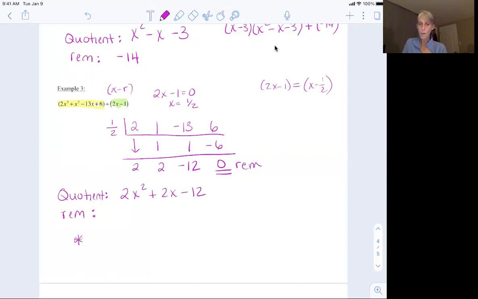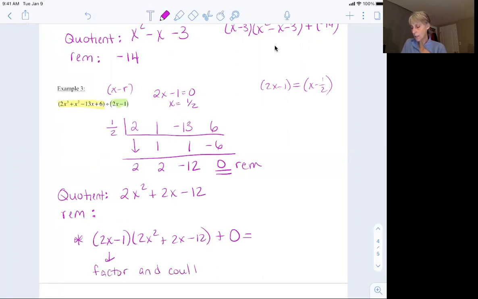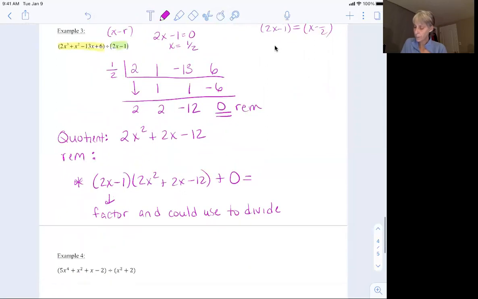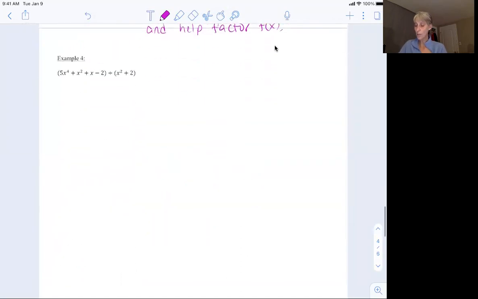But I do want to point out, remember what this means. This means that 2x minus 1 times 2x squared plus 2x minus 12 plus 0 is going to equal the original. So this is kind of a special thing because now we know that this is actually a factor and we could use it to divide and help factor the original function. We're going to work on that more tomorrow. Today we're just going to do one more example practicing.